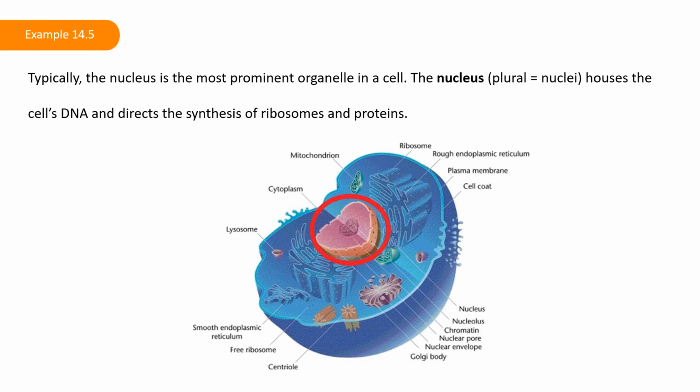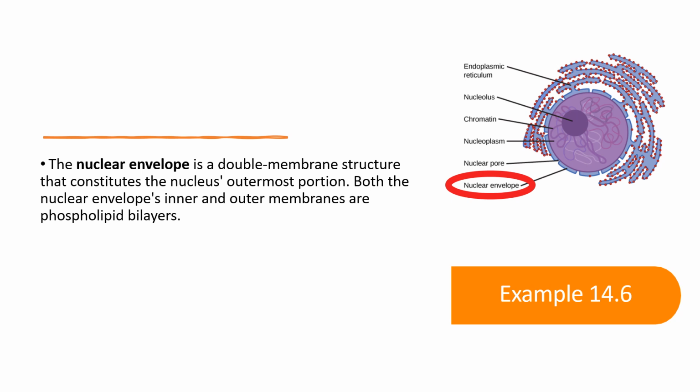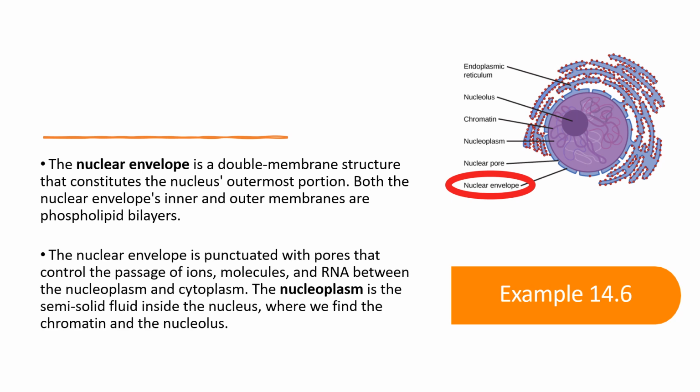Typically, the nucleus is the most prominent organelle in a cell. The nucleus houses the cell's DNA and directs the synthesis of ribosomes and proteins. The nuclear envelope is a double membrane structure that constitutes the nucleus's outermost portion. Both the nuclear envelope's inner and outer membranes are phospholipid bilayers. The nuclear envelope is punctuated with pores that control the passage of ions, molecules, and RNA between the nucleoplasm and cytoplasm. The nucleoplasm is the semi-solid fluid inside the nucleus, where we find the chromatin and the nucleolus.